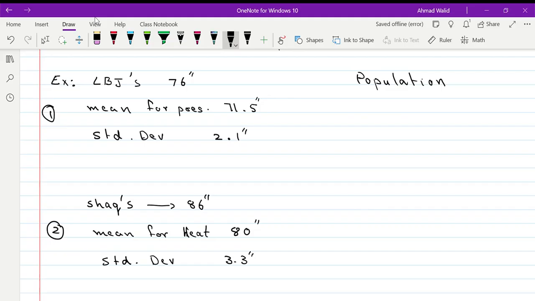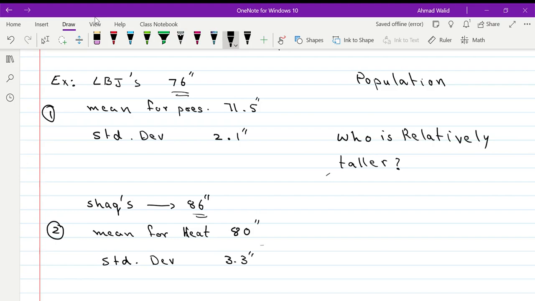Why do we do this example, and what is the question actually? We want to answer this: who is relatively taller? Who is relatively taller? Correct? This is the question that I want to answer. Is President LBJ taller, relatively, or Shaq?